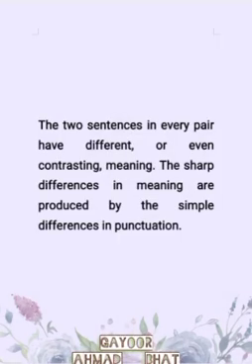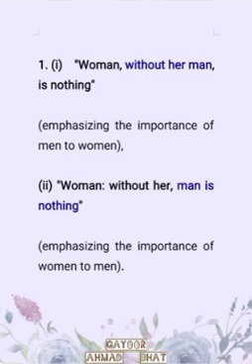Friends, the two sentences in every pair have different or even contrasting meaning. The sharp differences in meaning are produced by the simple differences in punctuation. Let us see how. Consider the first pair again. "A woman, without her man, is nothing." Here, man goes with without her and makes a phrase. It is separated by a comma from is nothing. And therefore, it emphasizes the importance of men to women. On the other hand, "A woman: without her, man is nothing." Man goes with is nothing and makes a phrase which is separated from without her by a comma. Therefore, it emphasizes that man is nothing without woman, and the emphasis is on the importance of women to men.